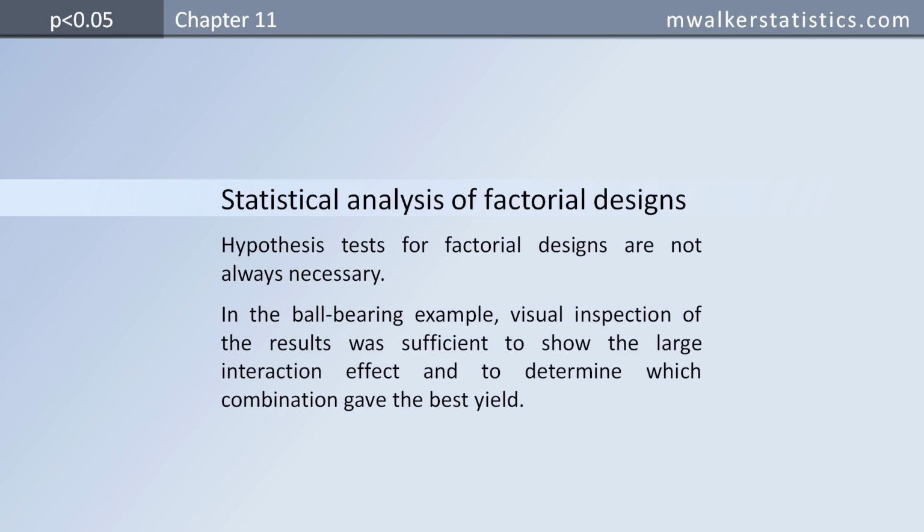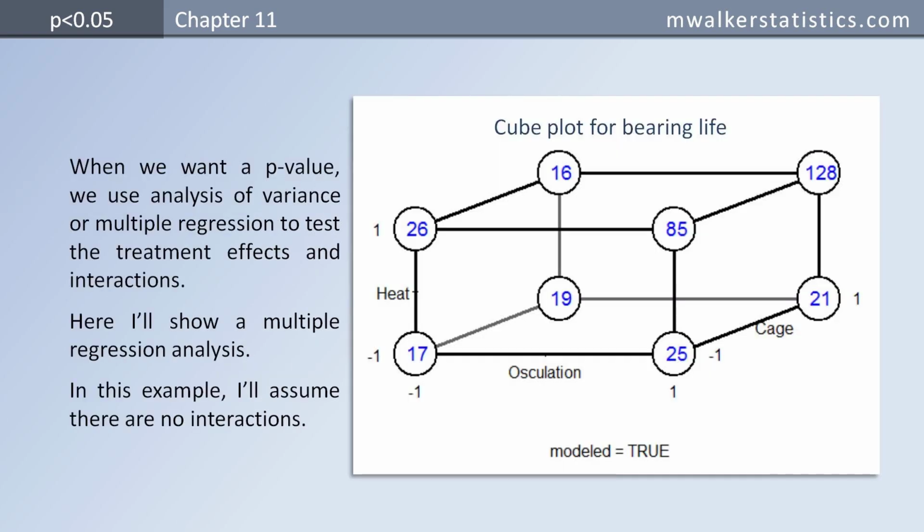Statistical analysis of factorial designs. Hypothesis tests for factorial designs are not always necessary. In the ball bearing example, visual inspection of the results was sufficient to show the large interaction effect and to determine which combination gave the best yield. When we want a p-value, we use analysis of variance or multiple regression to test the treatment effects and interactions. Here, I'll show a multiple regression analysis. In this example, I'll assume there are no interactions.